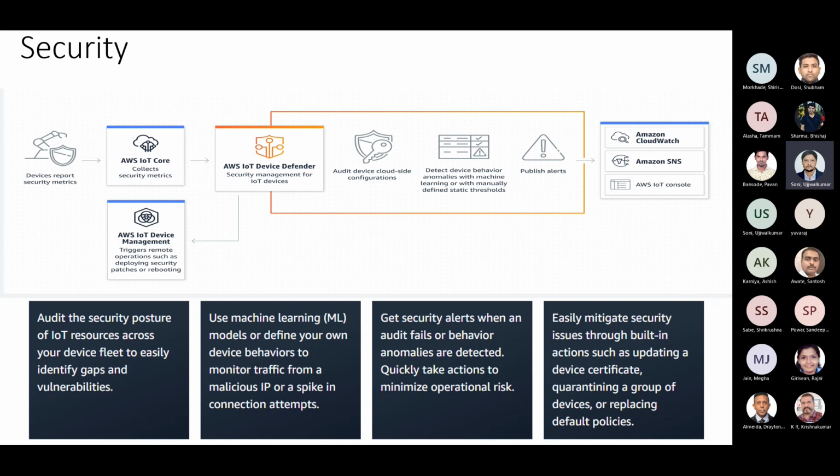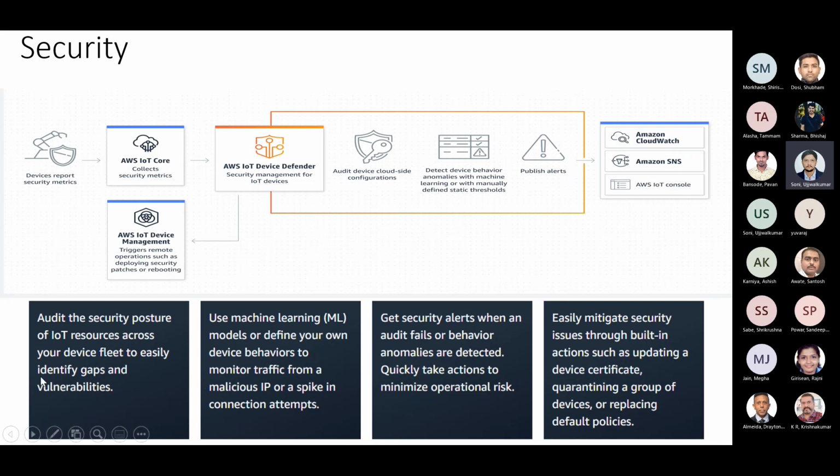SNS. With this SNS service, you can get notifications on your cell phone or on your email. And also, of course, using the IoT console. In the IoT console, in MQTT test, you already saw those messages coming up. So there also you can get these metrics and monitor your device.